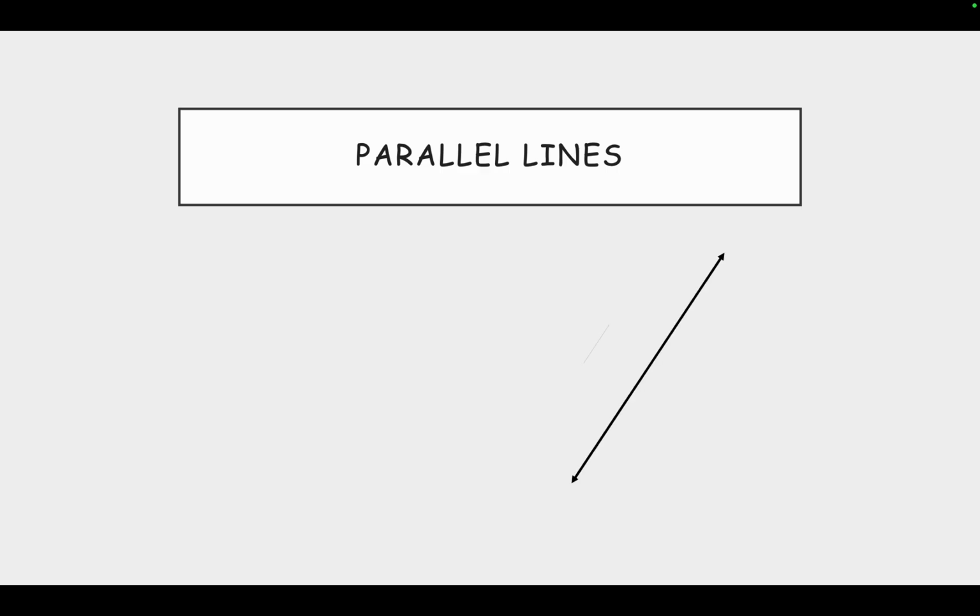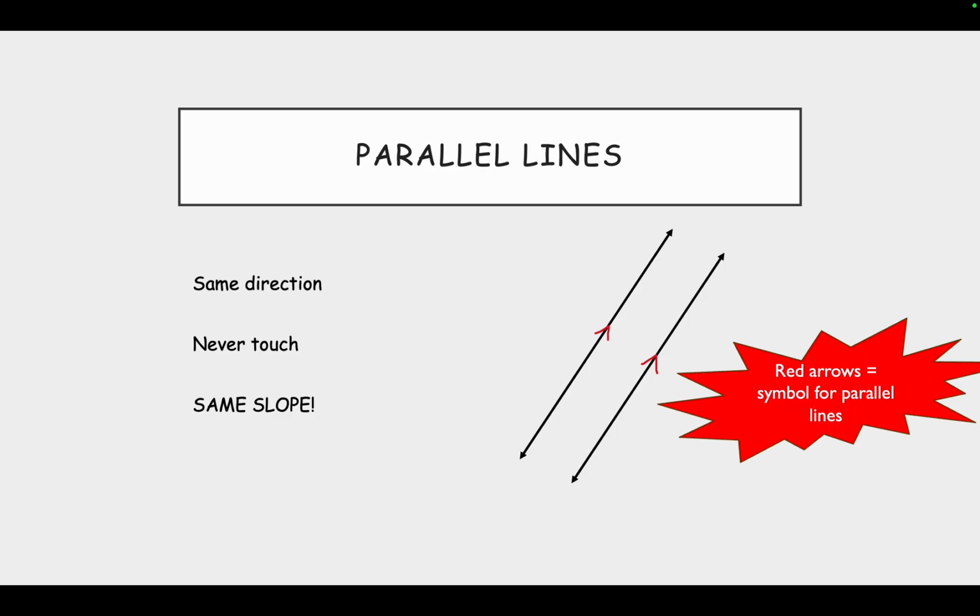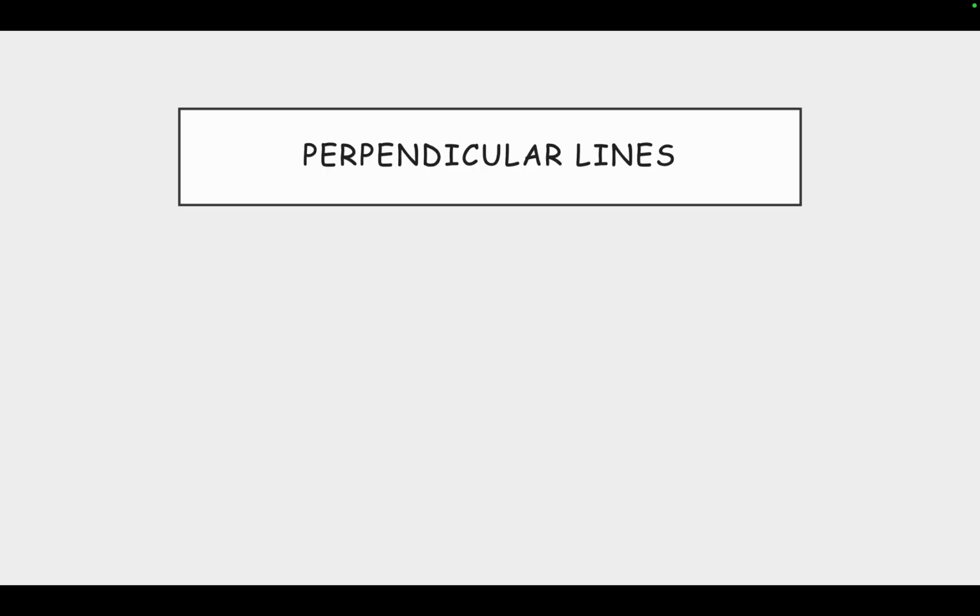Parallel lines are lines that travel the same direction. They never touch. They have the same slope. You'll see these little arrows. That's the symbol for parallel lines. Remember to pause as you need to.